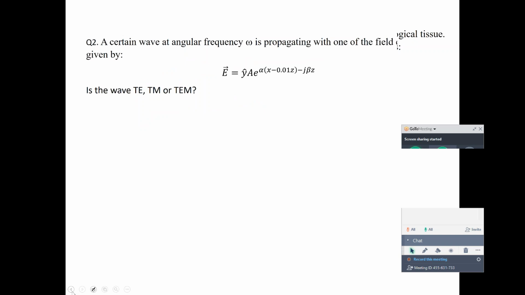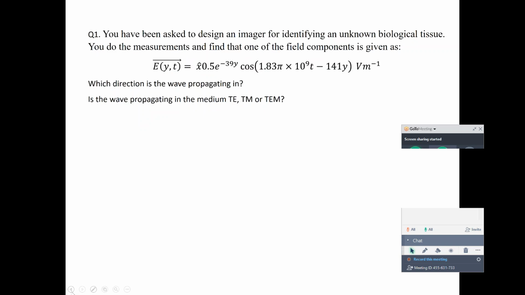Let's see if we understand these points, and I have three questions. Can you see my questions well?